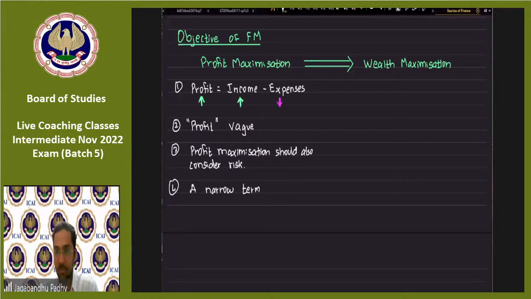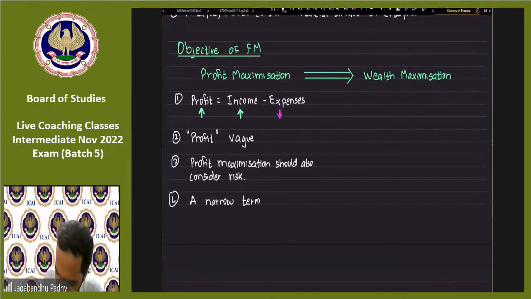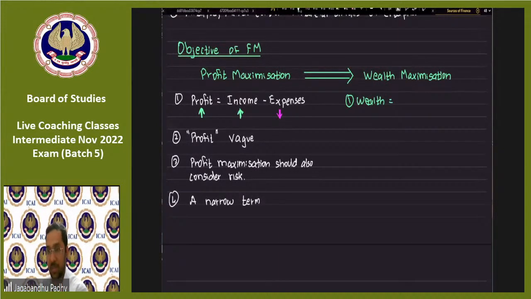Now, what is this value maximization concept? When we talk of wealth maximization, one thing that we need to understand is that wealth is what? Tell me, guys, what do you mean by wealth? Let me see what is your understanding of the term wealth. Because profit, as you have properly said, is the income minus expenses. Tell me, what do you mean by wealth? How do you compute the wealth, by the way? Or what is your understanding about wealth?